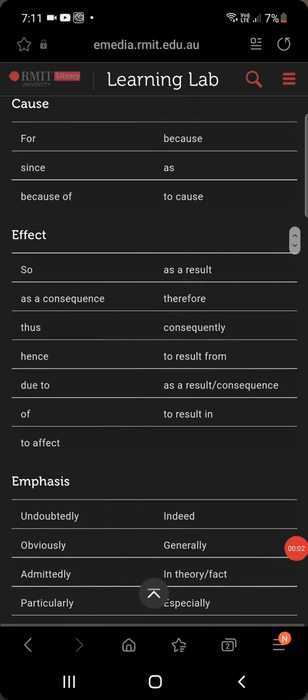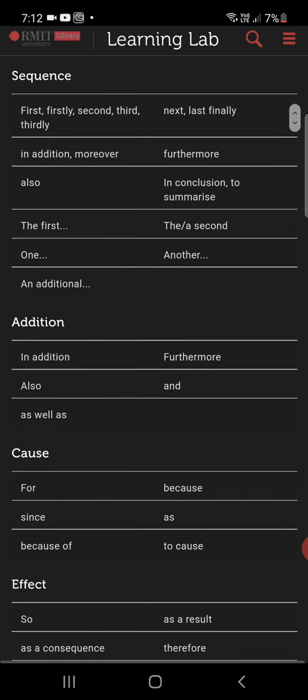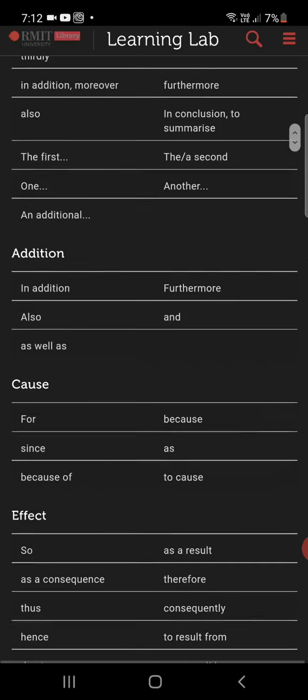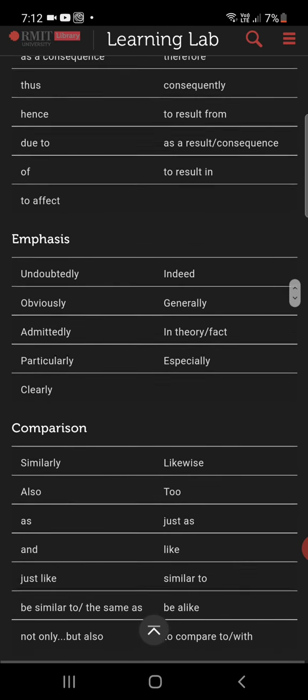I want to ask you, Mama, what do you see over here, for example? So you can see over here common linking words, for example. You can see these words over here. What can you say about these words, Mum? I mean, what can you teach me about these words? So when you're looking at these words, what do you see?